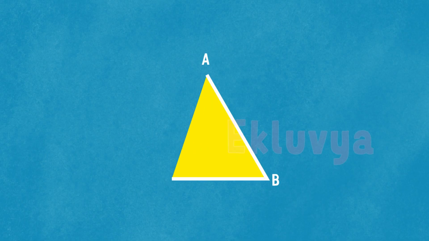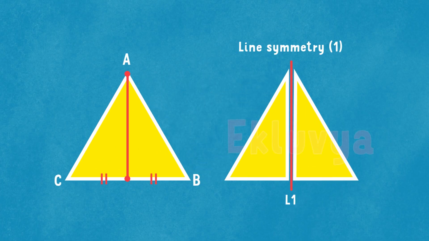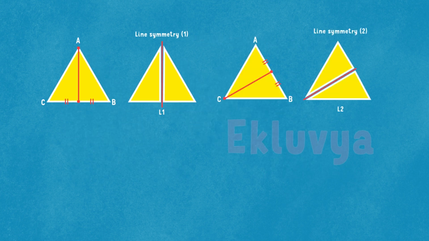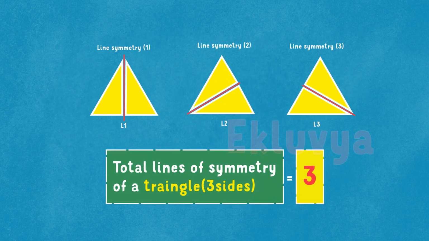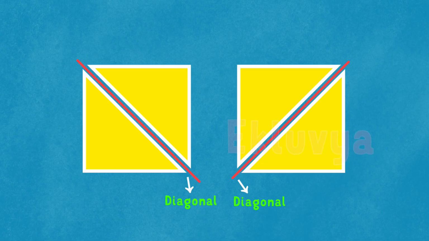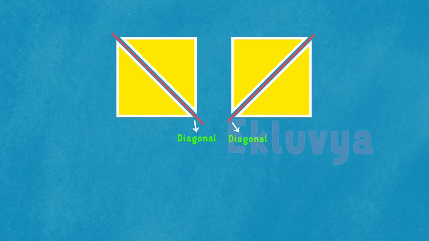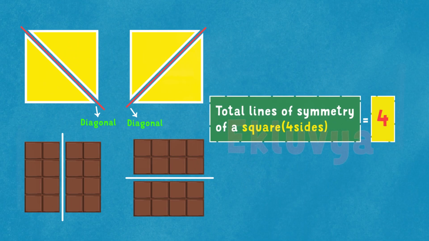Similarly, if we take a basic regular polygon, that is a triangle, we can join its vertex to the midpoint of the opposite side and get a line of symmetry. And we can repeat this process for the other two vertices. And then we will end up with three lines of symmetry. And we already saw for a square there are two diagonal lines which divide it into two equal halves, and two lines that divide it like a chocolate. So we have four lines of symmetry there.